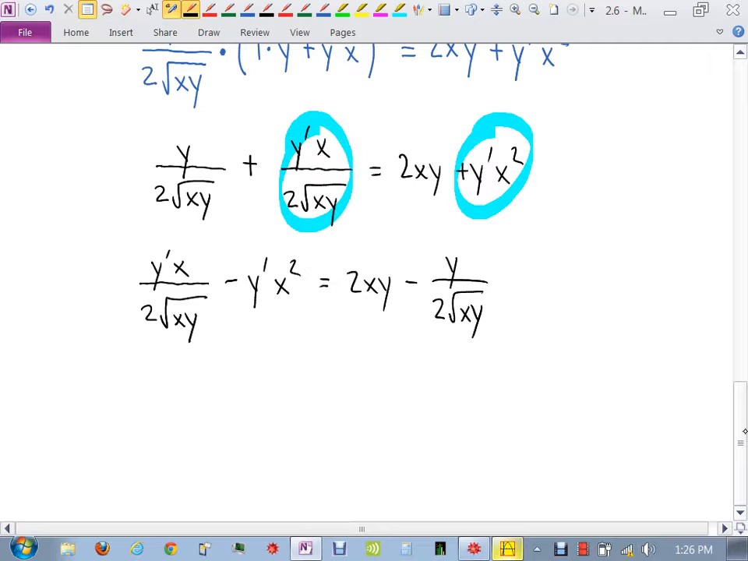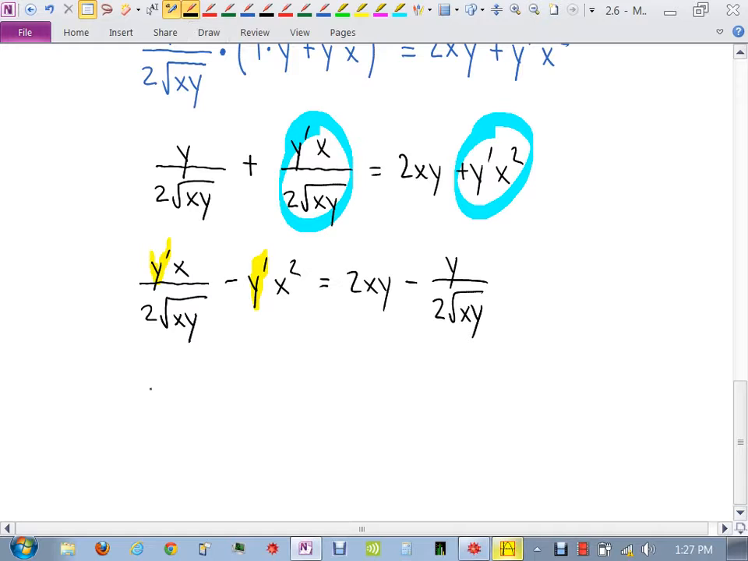Now what? Unless there's a question. Any questions? Say again? Are you asking what are we going to do from this step? Our goal is to get all y primes on the left, right? Okay, so we have all our y primes. Here they are. Y prime is here. Y prime is here. Since y prime appears in both of those, we can factor it out.